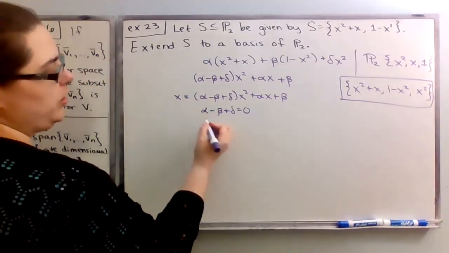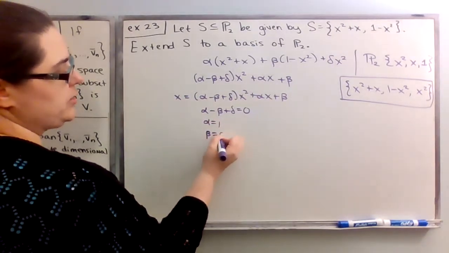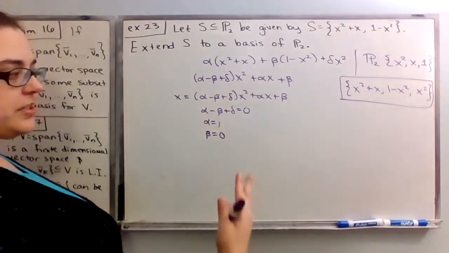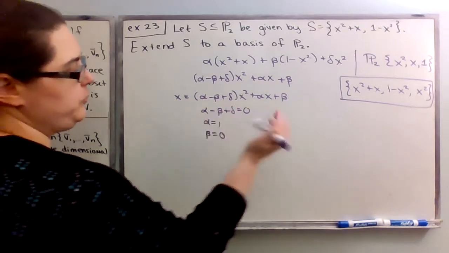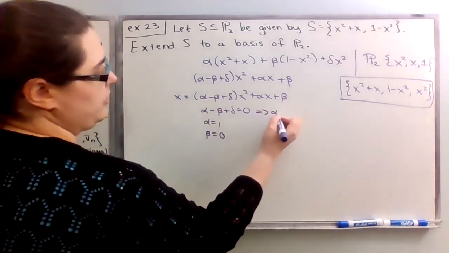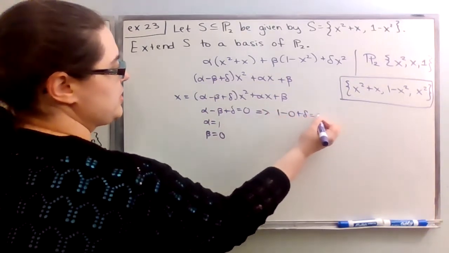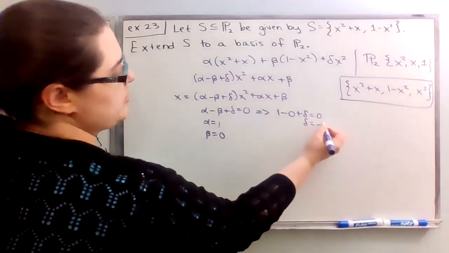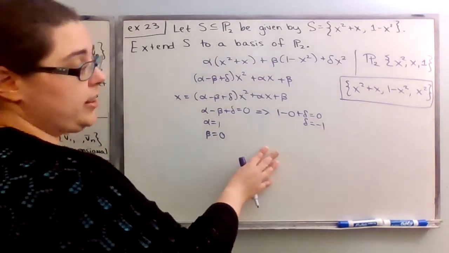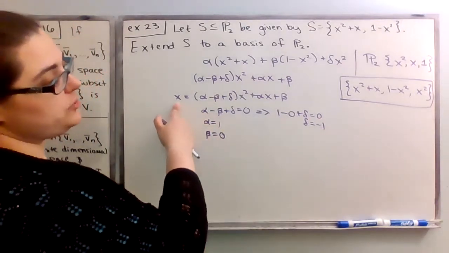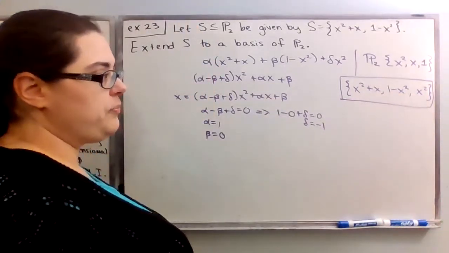Alpha is going to have to equal 1. And beta is going to have to equal 0 because there's no constant term here. Now this time, because we have this delta handy, we know that alpha is 1 and beta is 0. So we have 1 minus 0 plus delta has to be 0, which means that delta has to be -1. So now we have a nice consistent system. So this is telling us that we can write x in terms of these three vectors, which is what we need in order to be a basis.